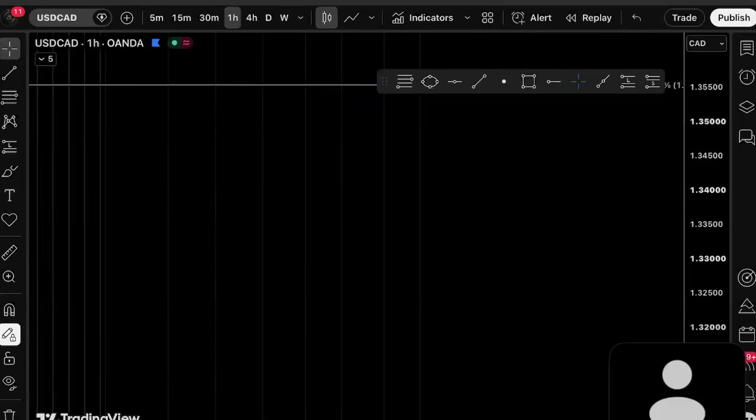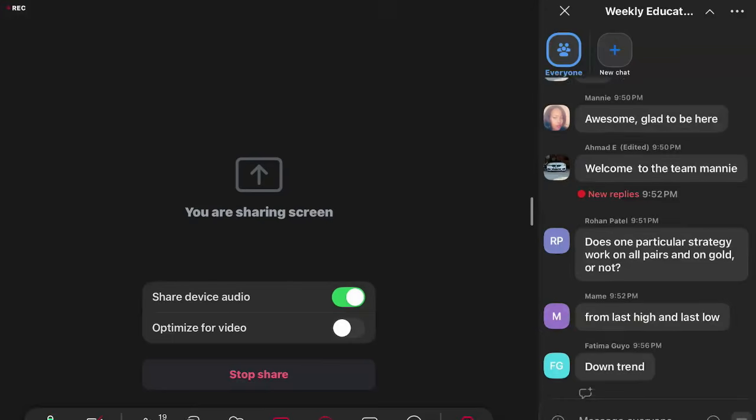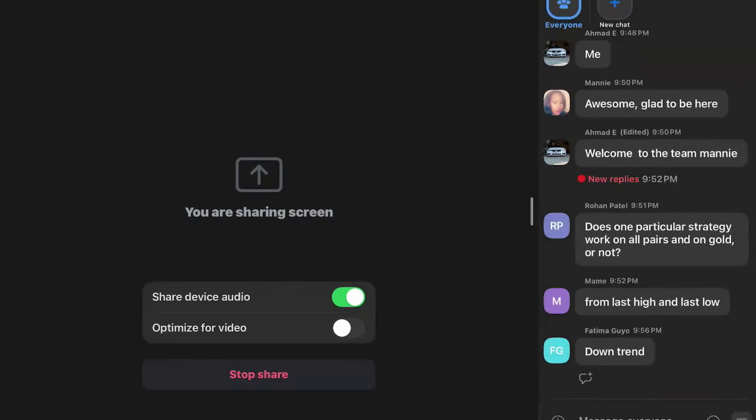So yeah, that's how we do the field. Let me check the chat, see if we had any other questions. Does one particular strategy work on all pairs and on gold or not?